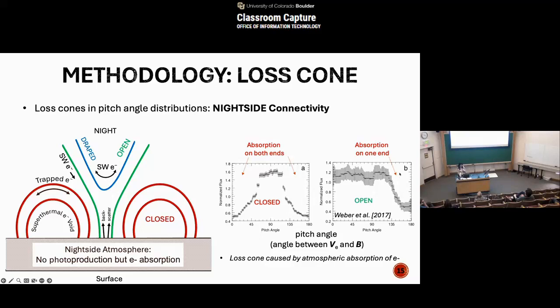In this case, we see a strong flux depletion in one direction. This flux depletion is caused by the magnetic field being connected to the atmosphere, where the electrons get absorbed. So if there's a strong electron depletion, the magnetic field is connected to the atmosphere. This is what we call the loss cone. If you see that in only one direction, the field line is connected to the atmosphere once, so that's an open field line. If it's connected on both ends, then that's a closed field line.